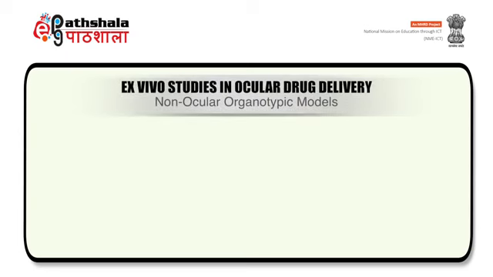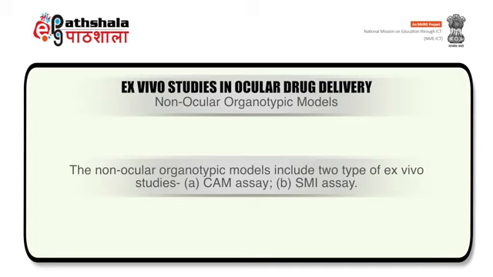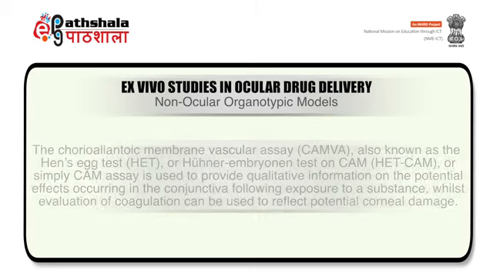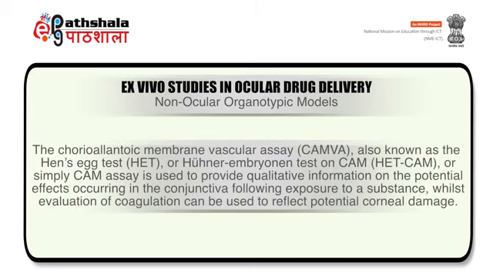Another category is non-ocular organotypic models. The non-ocular organotypic models include 2 types of ex vivo studies, the CAM assay and the SMI assay. The chorioallantoic membrane vascular assay, also known as hen's egg test or simply CAM assay, is used to provide qualitative information on the potential effects occurring in the conjunctiva following exposure to a substance, whilst evaluation of coagulation can be used to reflect potential corneal damage.